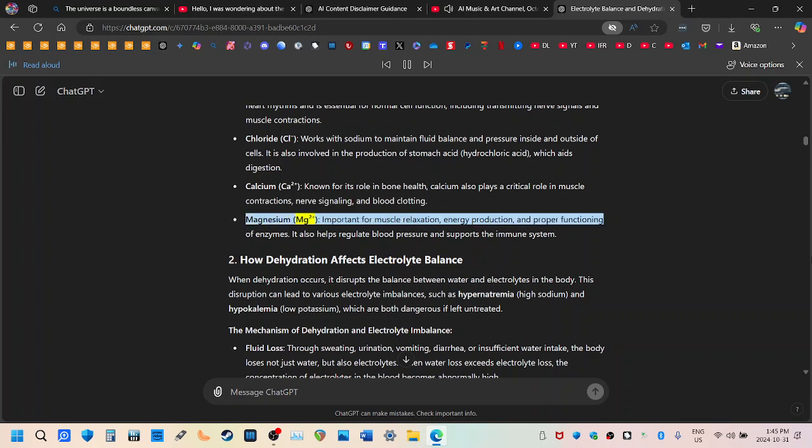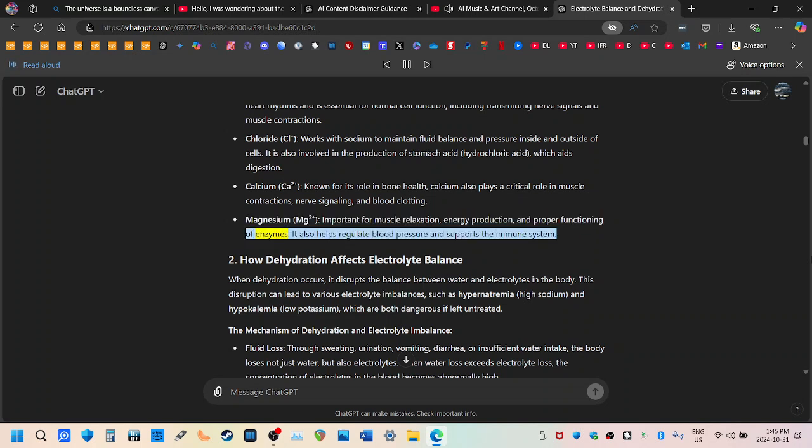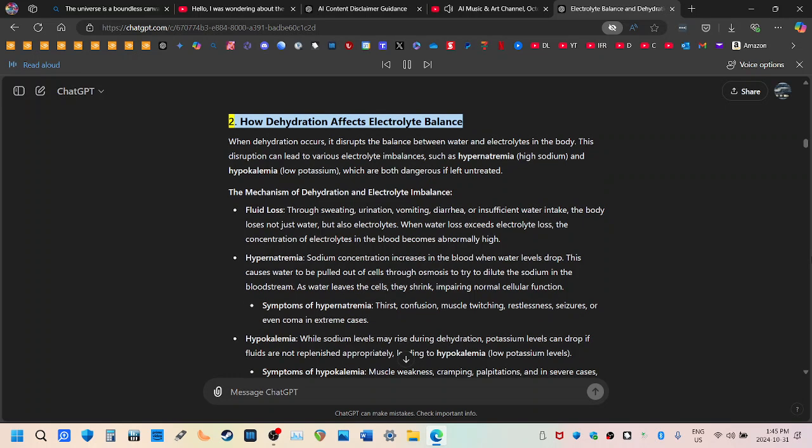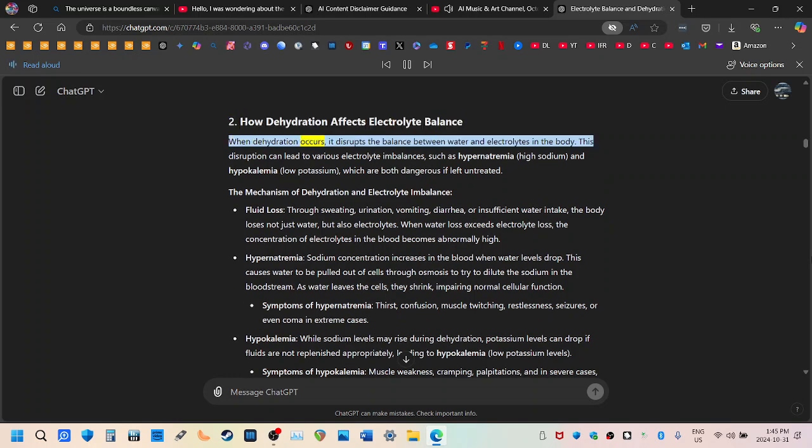Magnesium (Mg²⁺) is important for muscle relaxation, energy production, and proper functioning of enzymes. It also helps regulate blood pressure and supports the immune system. 2. How dehydration affects electrolyte balance. When dehydration occurs, it disrupts the balance between water and electrolytes in the body.